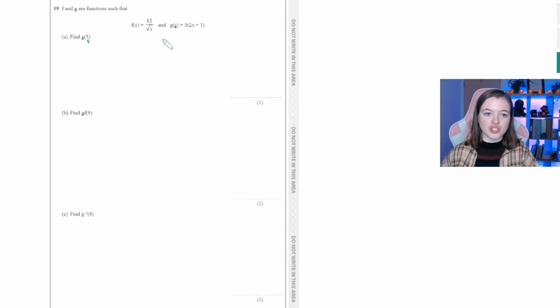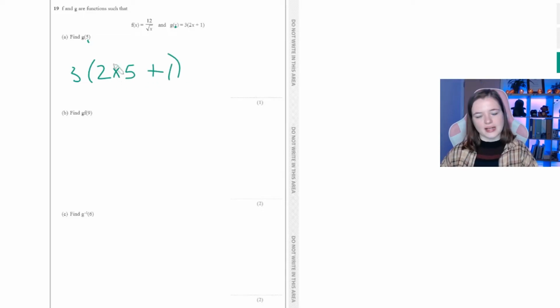So I'm going to write out g of x, and every time I see an x, I'm going to put a 5 instead. So I'm going to do 3 lots of 2, and there's an x. I'm going to say instead, not times that by x, but times that by 5 instead, plus 1. This being a times and not an x. Okay, then I'm going to work out this bracket. So 3 lots of 2 times 5, that's 10, plus 1, that's 11. 3 times 11, 33.